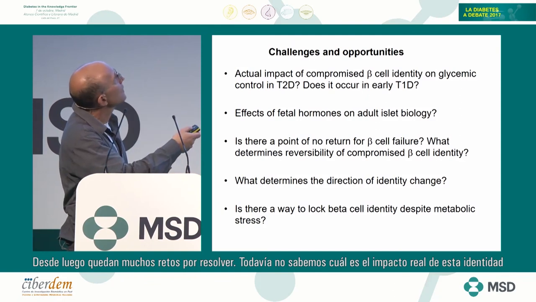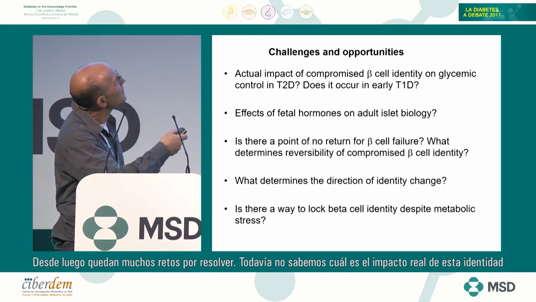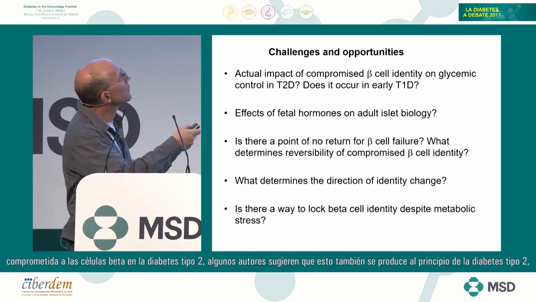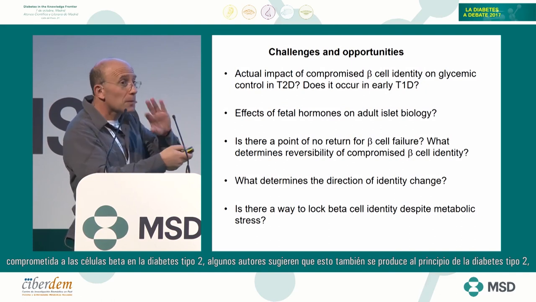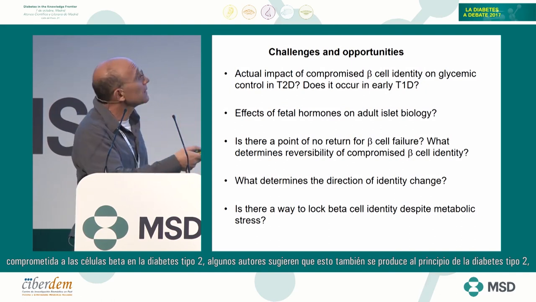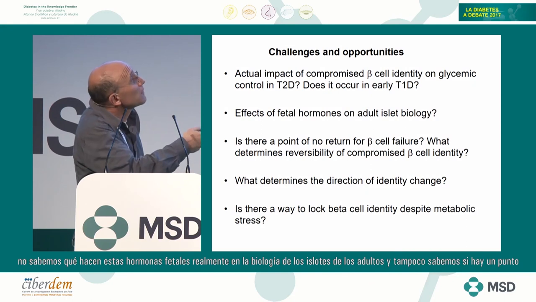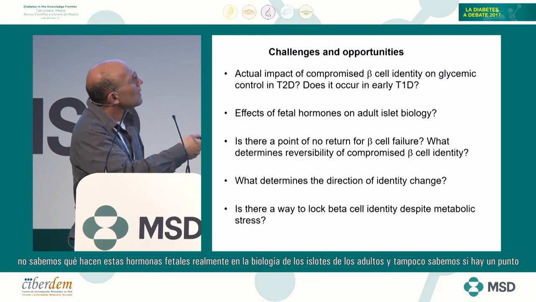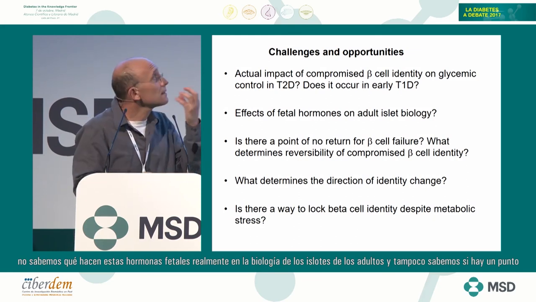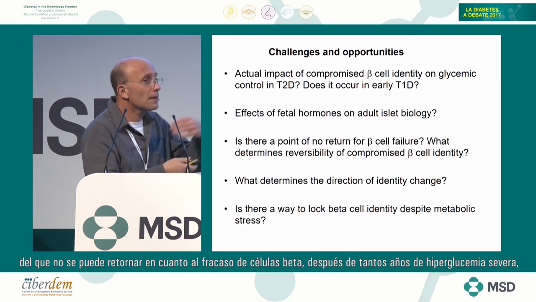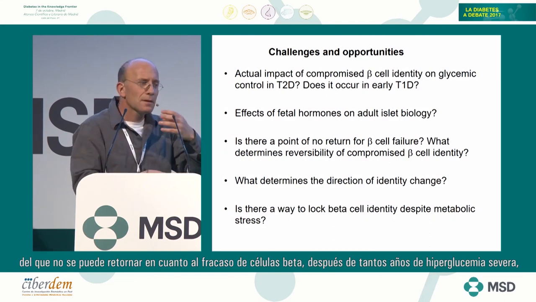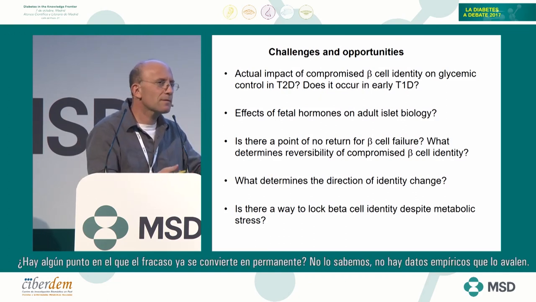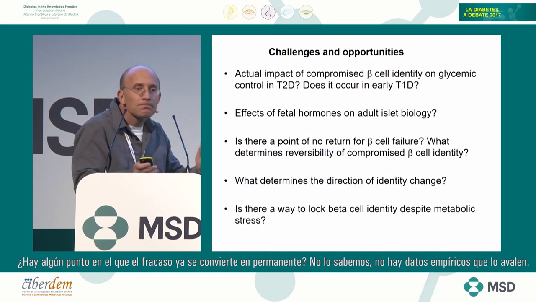Of course, there are many challenges that remain. Actually, we are not certain yet what the actual impact of this compromised beta cell identity is on glycemic control in type 2 diabetes. There is emerging evidence that this happens also in early type 2 diabetes, but we don't know. What do these fetal hormones do in adult islet biology, if anything? A key question I have no answer to is: is there a point of no return for beta cell failure? Everything so far seems reversible. Is there a point after so many years of severe hyperglycemia where beta cell failure is really permanent in type 2 diabetes? We don't know.